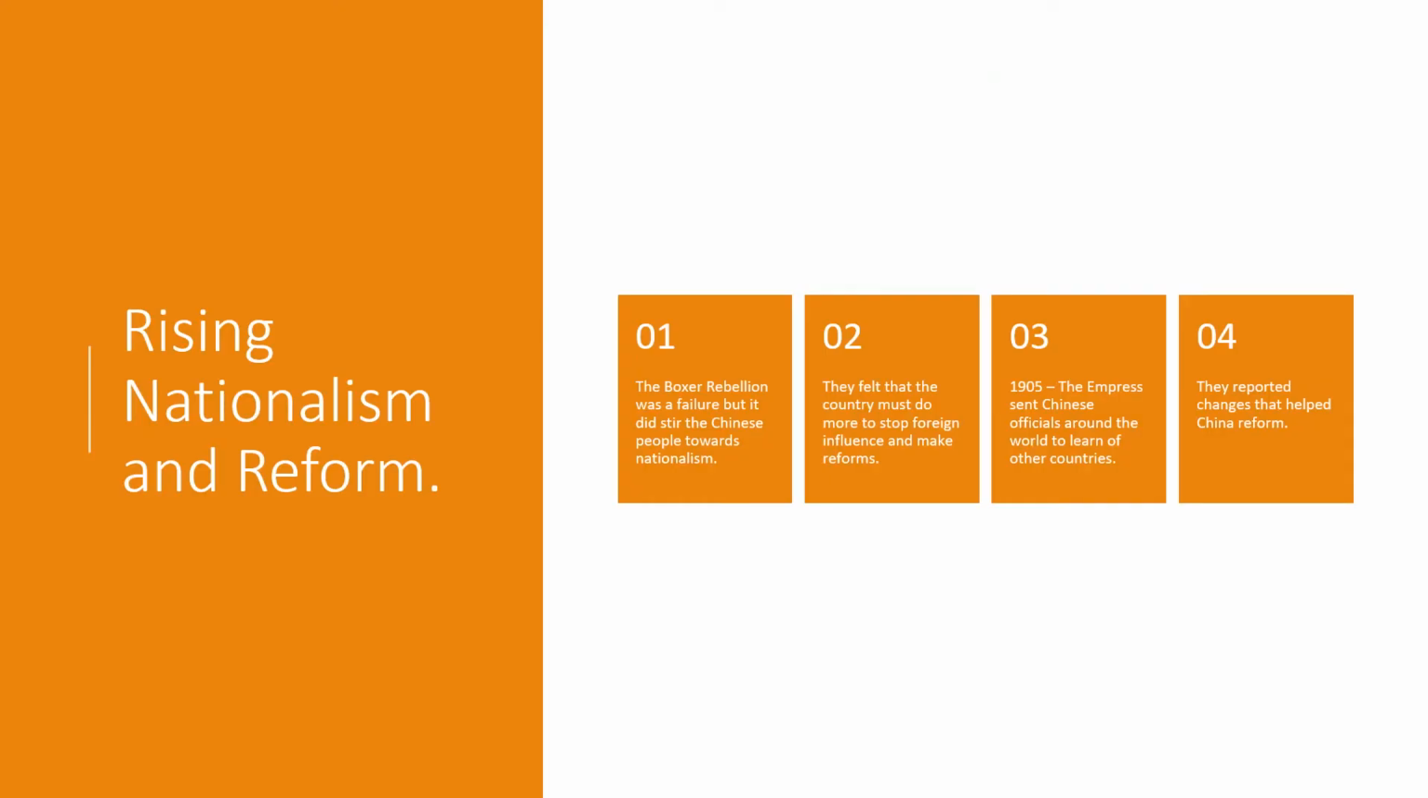So, the rising of nationalism and reform in China. The Boxer Rebellion was a failure, but it did stir the Chinese people towards nationalism, towards forming their own stronger country. They felt that the country needed to do more to stop foreign influence, and they also needed some reforms. In 1905, the Empress sent Chinese officials around the world to learn about other countries, and they reported back to China with changes that would help China reform.